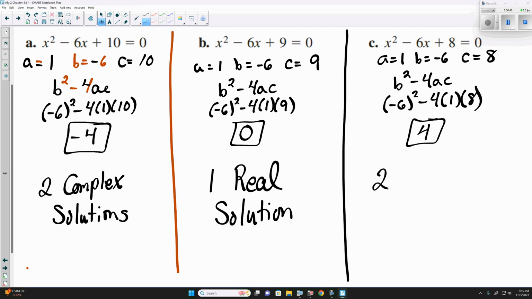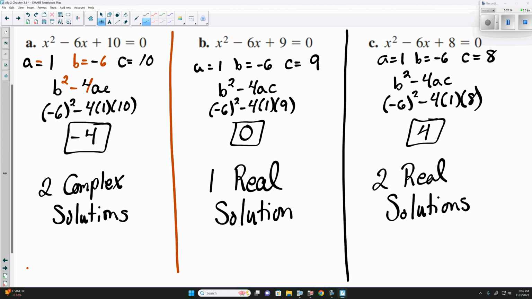So if it's less than 0, it's complex. If it's greater than 0, two real. So if it's greater than 0, we have 2 real. If it's equal to 0, we have 1 real. And if it's less than 0, we have 2 complex. And that's it. Questions on this here? Do we feel comfortable with this for the most part?